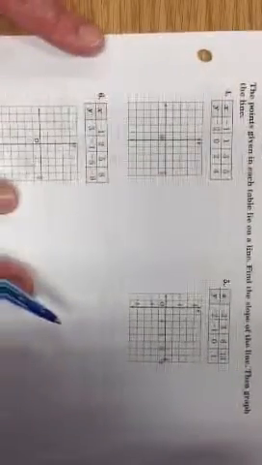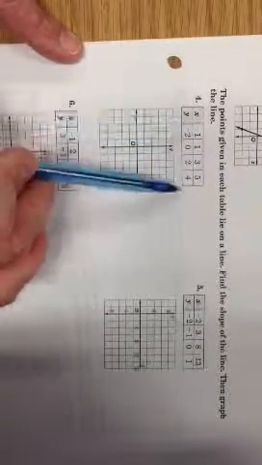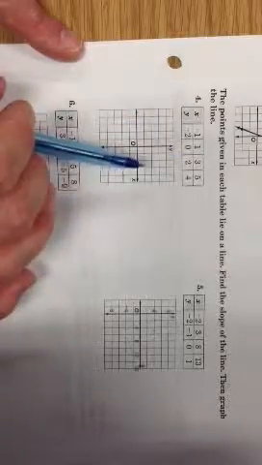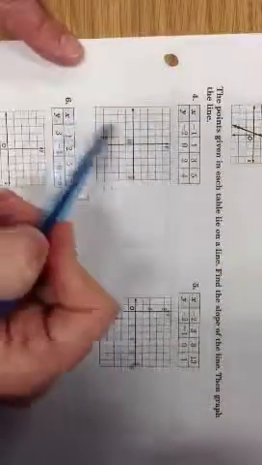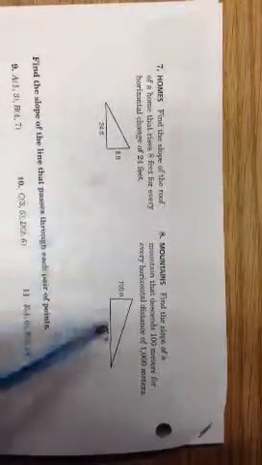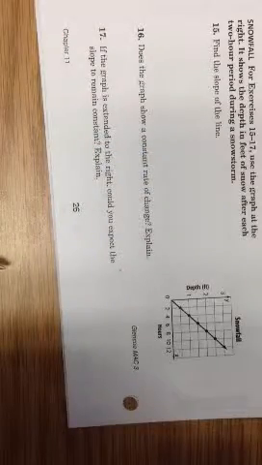Okay, down here, they've given you 4 points. You can use any 2 of those 4 points. It doesn't matter. Any of them for your X1, Y1, and your X2, Y2. And then you're going to graph it on these. And this page is like the other page. You're going to find the slope. This one has ordered pairs. This one goes to the word problem.